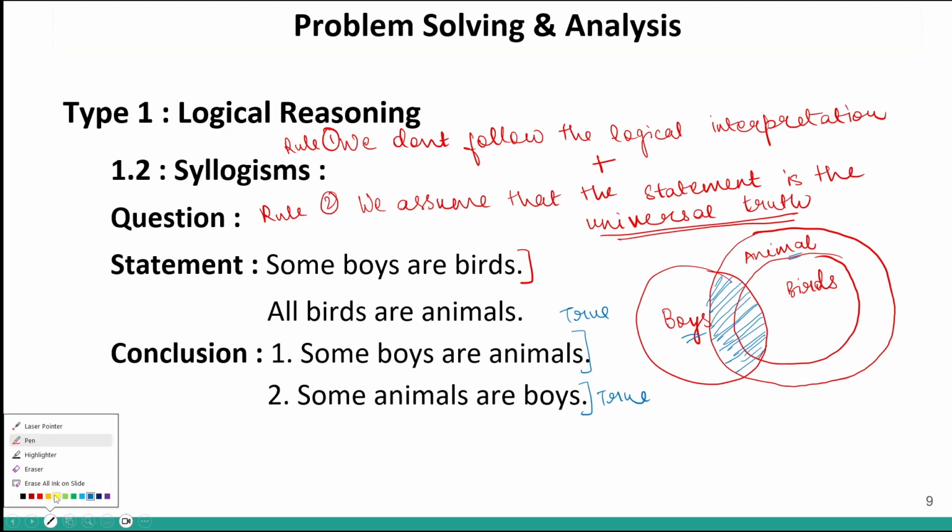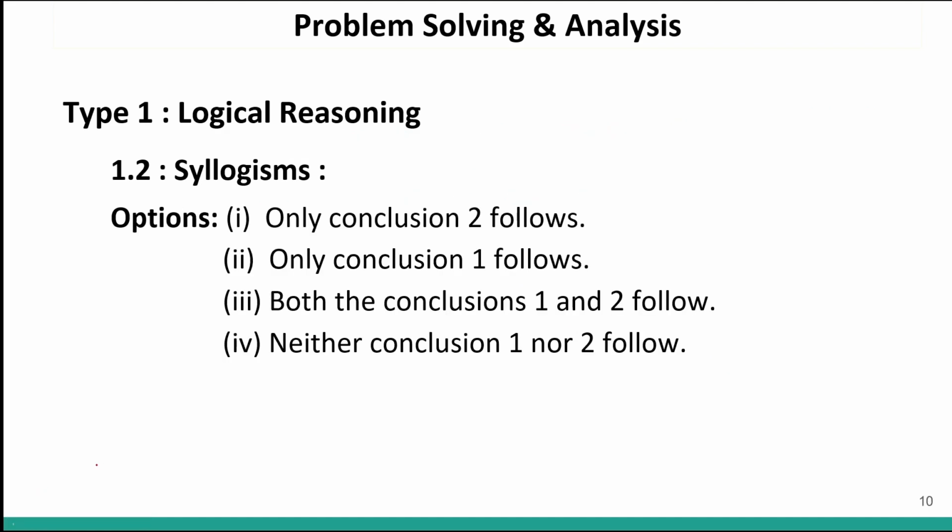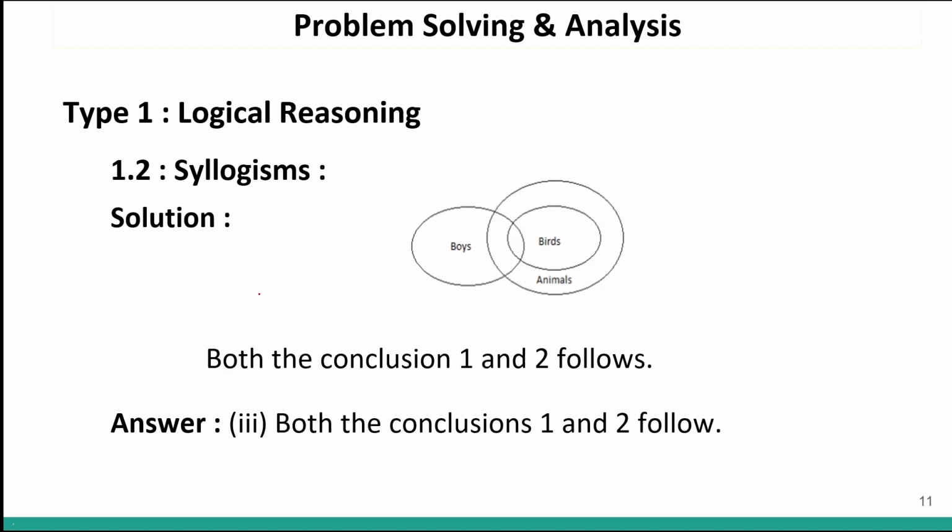So our answer will be, if you look at the options, we have only conclusion 2 follows, only conclusion 1 follows, both conclusions follow and neither. So both the conclusions follow. So option number 3 will be the correct answer. This is the Venn diagram that we draw. Okay. So this was the concept of syllogisms that came in type 1 part 2 syllogisms.